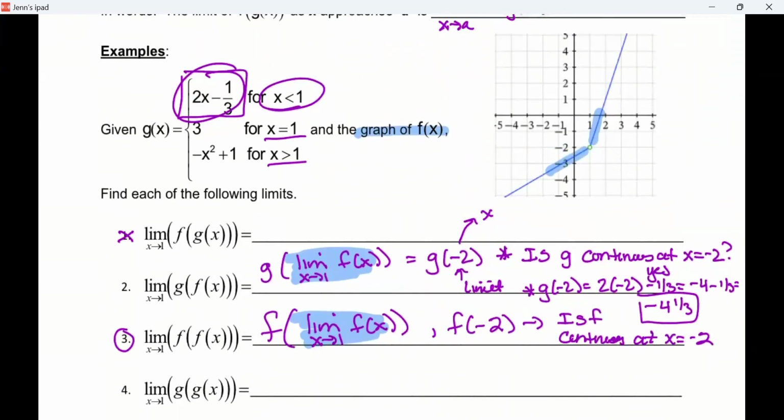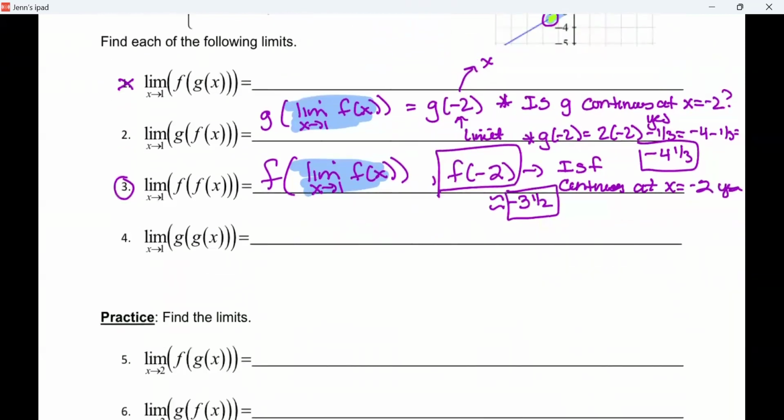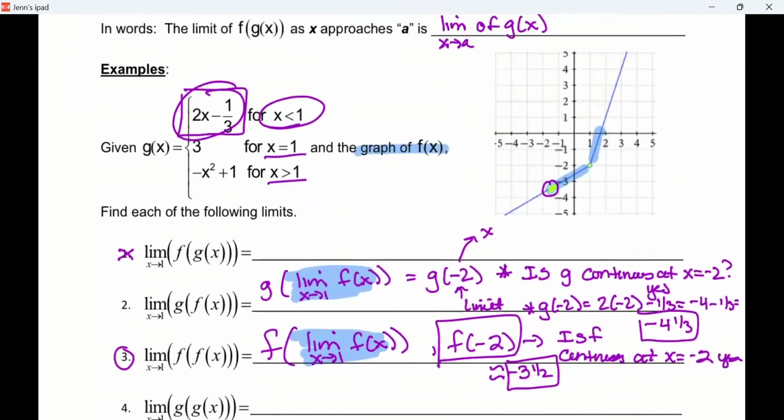When you look at the graph, we can see that at -2, there's no holes, there's no gaps, there's no intercepts. So the answer to this question is yes. Now I need to figure out what f of -2 is, which means I'm finding the point on that line. At x equals -2, you can see you have a point on the graph, which is about -3, -3 1/4, -3 1/2. You do have to estimate that. So we'll just say it's about -3 1/2. So that's how we do composition.